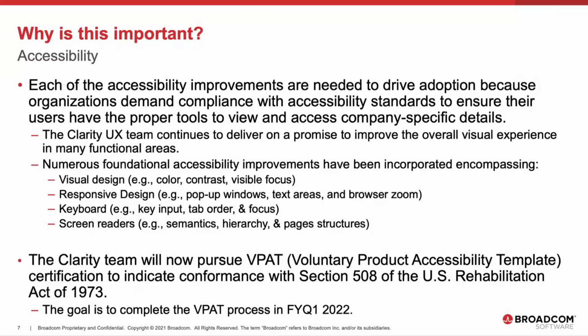Now, with this major push in our rearview mirror, the Clarity team is now pursuing the VPAT certification, which will indicate that we are conformant with Section 508, which is the main accessibility act in the US. From a timing perspective, our goal is to complete that process in Broadcom's fiscal year Q1. So in other words, we want to wrap up that VPAT certification before January of 2022. That's our target.